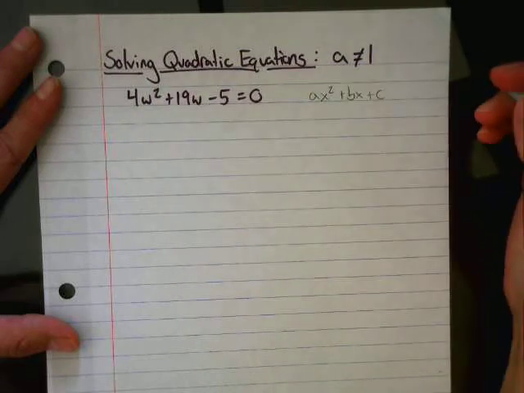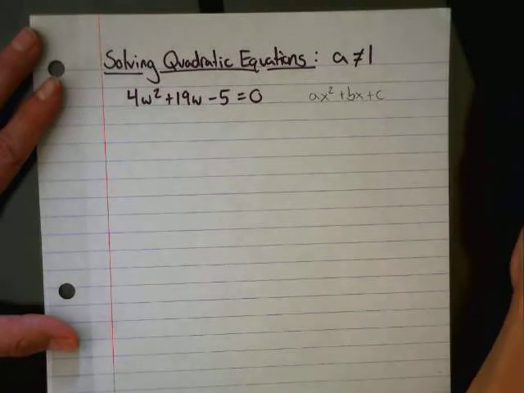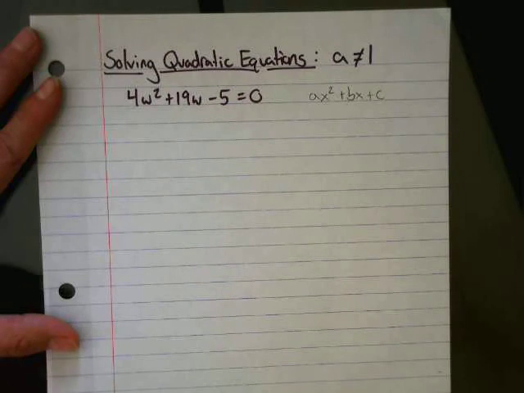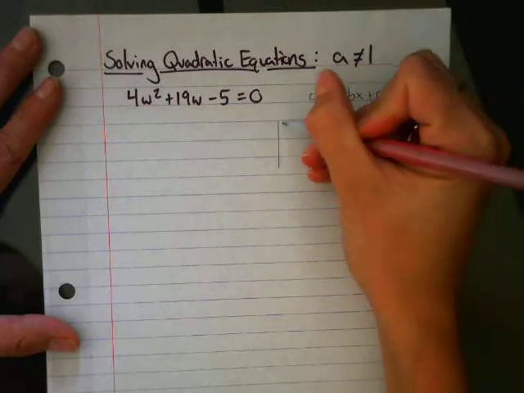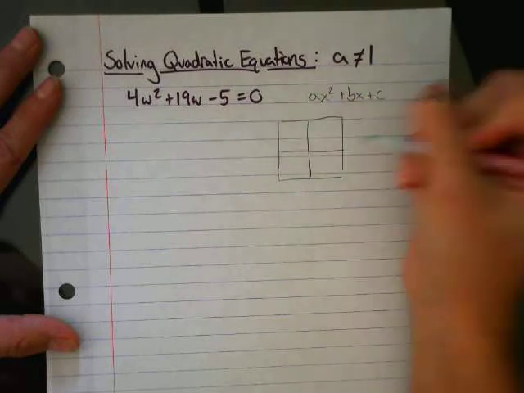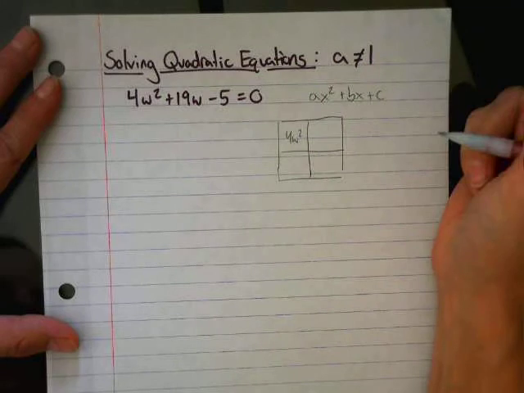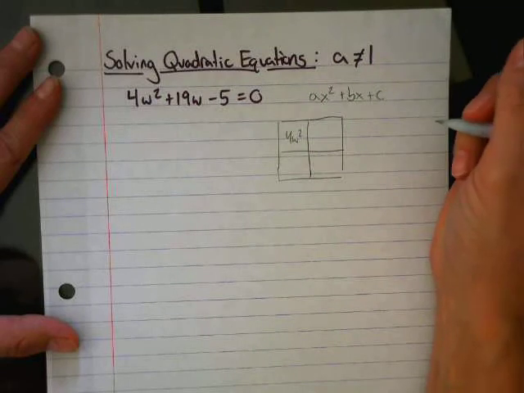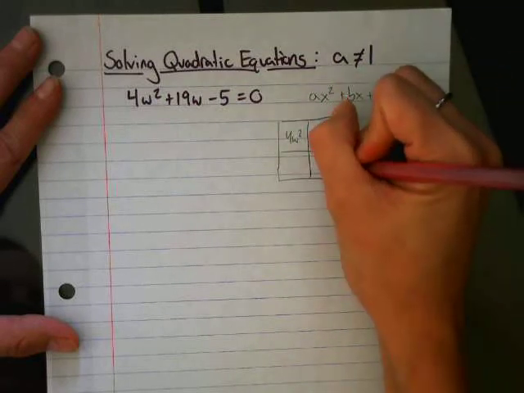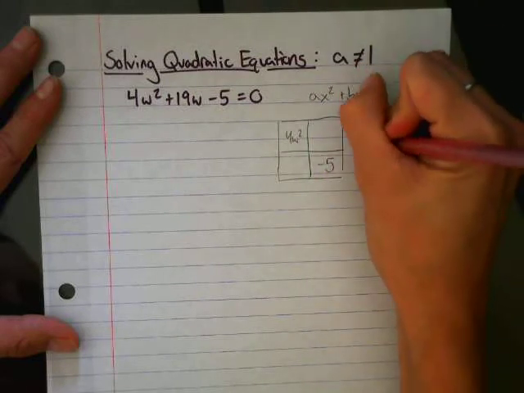When we're doing that, we need to make sure that we're a little careful when we're setting up our box method and thinking about our factors. At the beginning, we can set up our box method very similar to how we do when a is equal to 1. We're still going to put our 4w squared, the squared term, in the first box. We're going to put our constant in the last box, negative 5, and off to the side we're going to put our 19w.